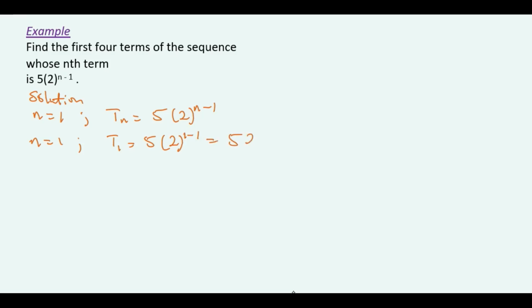So we have 5 times 2 raised to power 0. So you have 5 times 1, and you have your 5, because anything raised to power 0 is 1. So 2 raised to power 0 is 1. So you have this. You also have n equals 2. You have the second term is equal to 5 into bracket 2, 2 minus 1. You have 5 into bracket 2 raised to power 1. You now have 5 times 2.